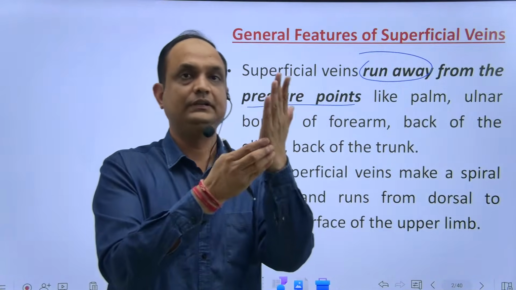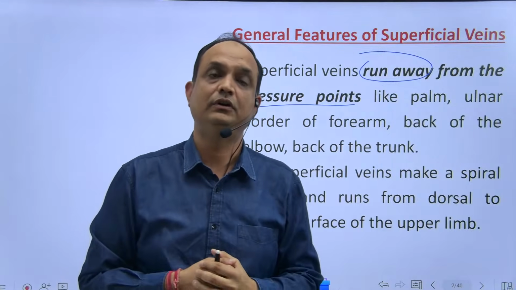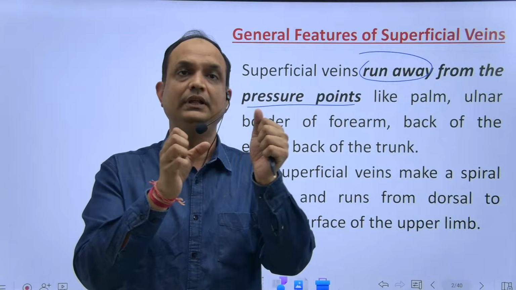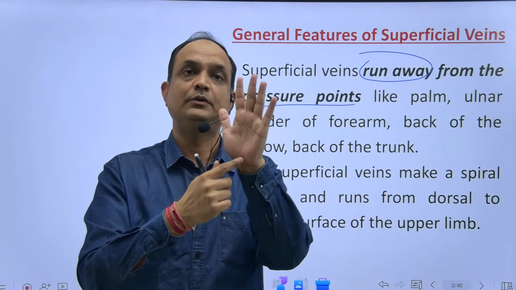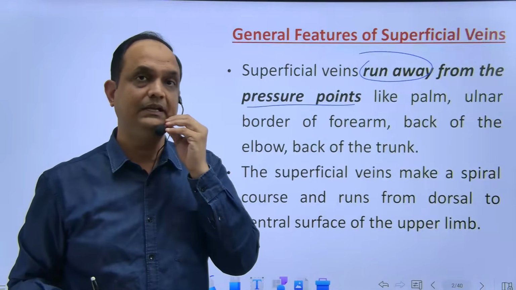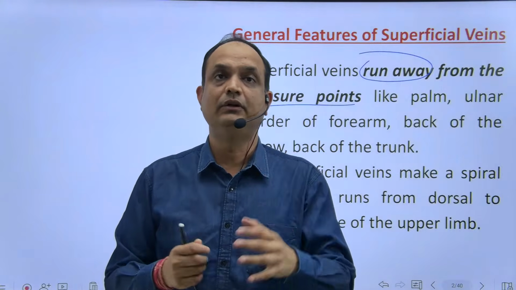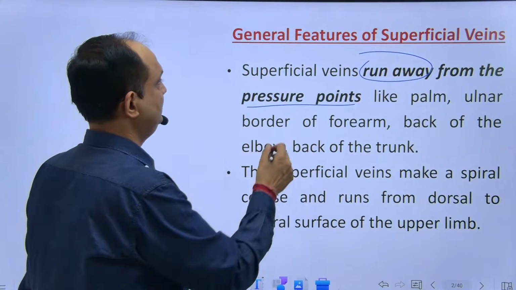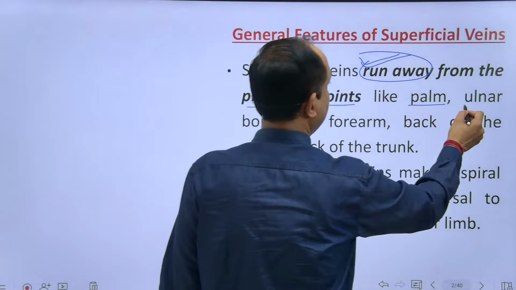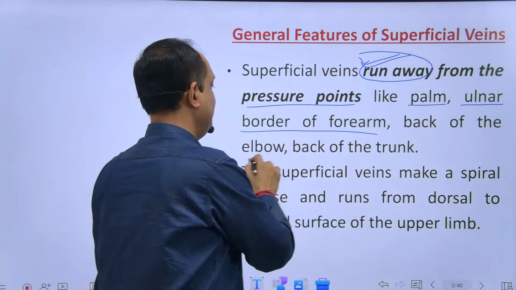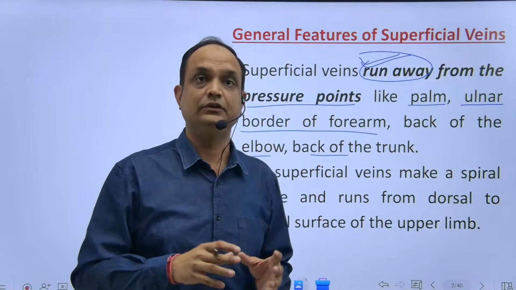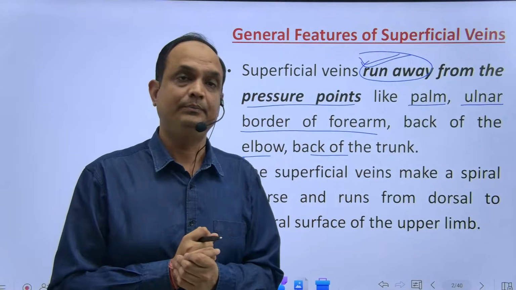So if these points continuously provide pressure on the veins, it is going to hamper the venous drainage. In the same way, when you are holding something in your palm, if the veins are prominent in the palm, it is going to obstruct the venous drainage, and that is again going to create swelling in your palm. So the important thing is that veins always run away from the pressure points, like the palmar surface, the ulnar border of the forearm, the back of the elbow, the back of your trunk. Veins try to reach the superficial layer where you don't have the pressure point.